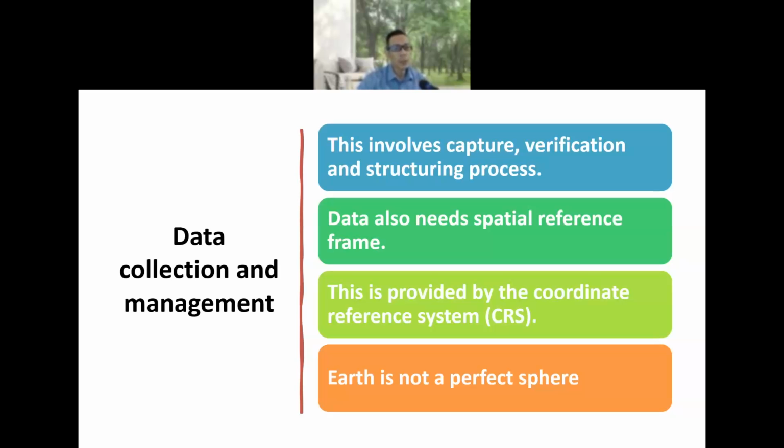Because Earth is not a perfect sphere. The Earth is not perfectly round. On the surface there is elevation, there are hills, there are mountains. So it's not really a sphere, right? It's not like a bowling ball, smooth all over, right? It's not like that.